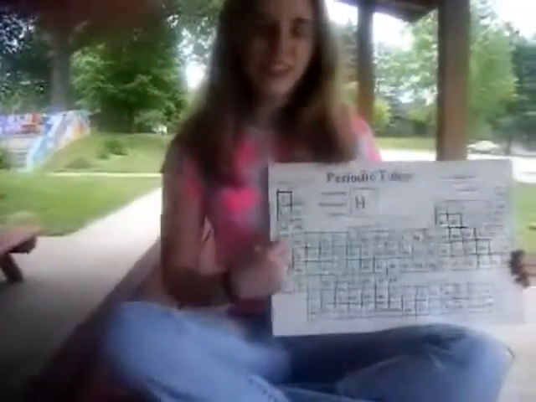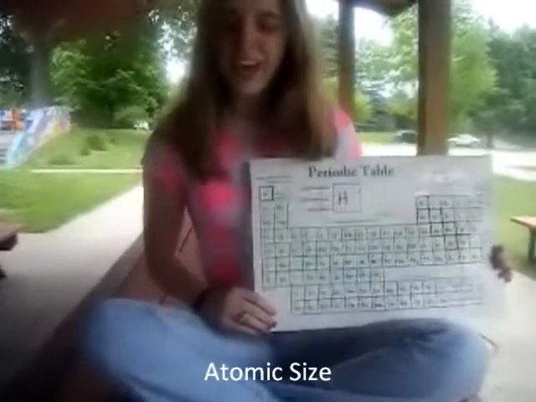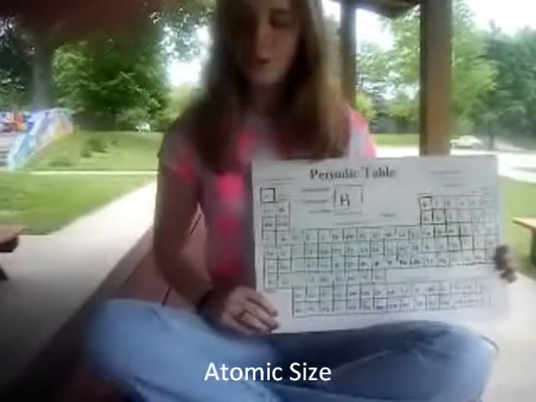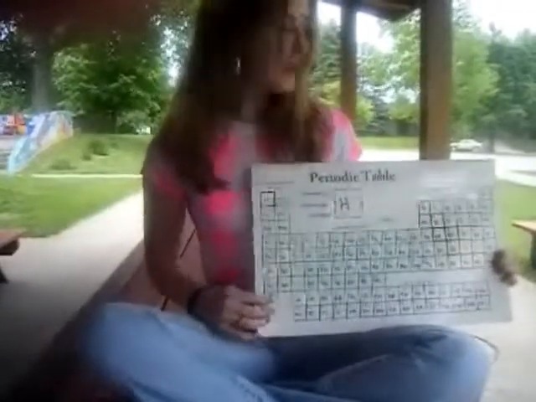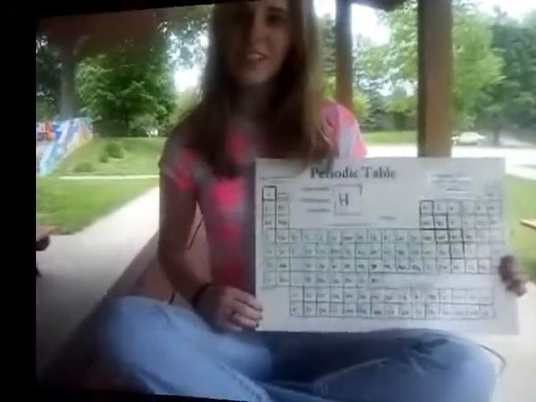Periods are like rows. They go left to right. Also, the atomic size is half the distance between 2 nuclei of a diatomic molecule. When you go across the periodic table, it decreases. When you go down, it increases.